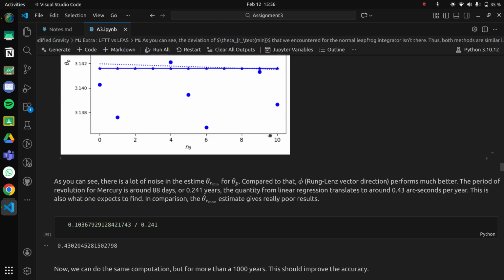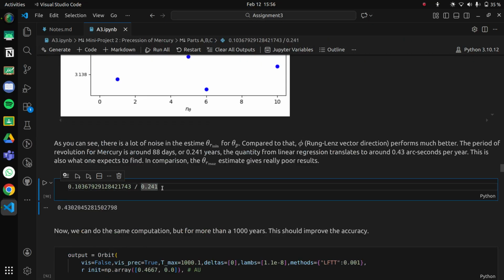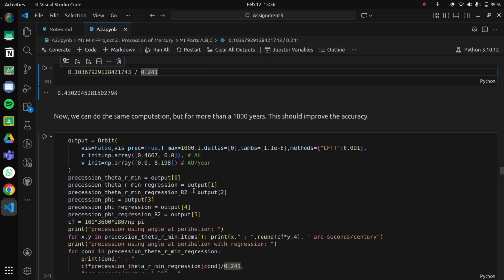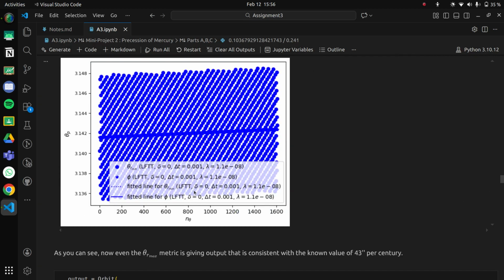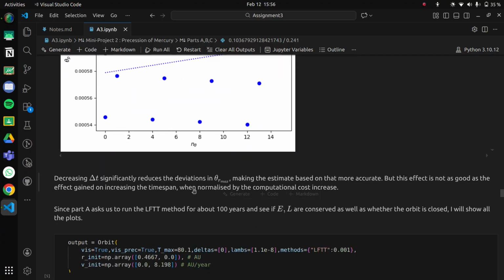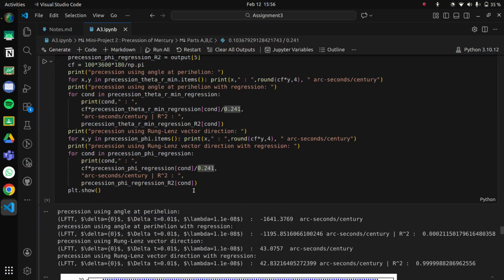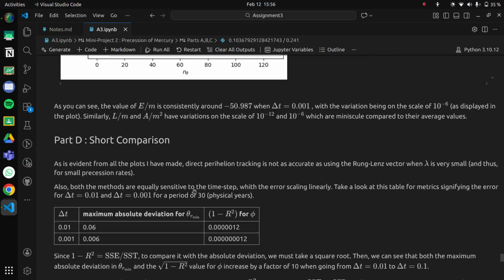Then this is just some other stuff. Not really interesting. I don't know what this calculation is again. Okay. And so in this mini project 2, I'm going to add some extra, which is the rung length vector.